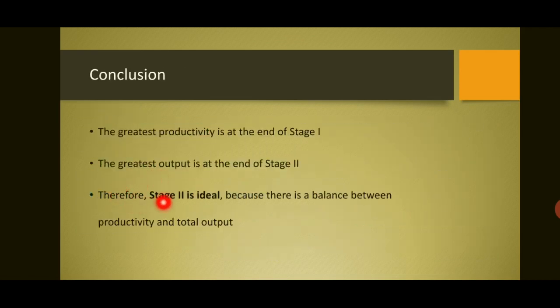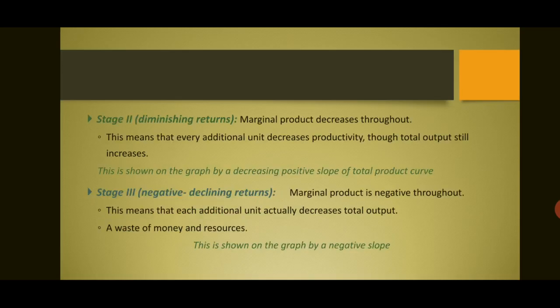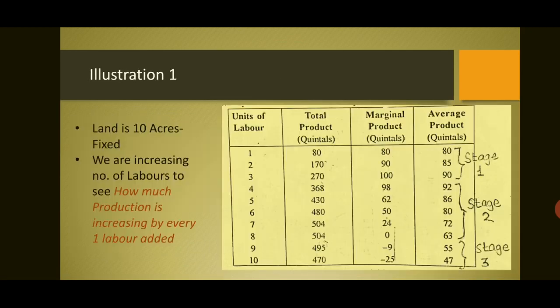Therefore, stage 2 is ideal because there is a balance between productivity and total output. Here we will get the maximum total product at the point of 7 labor. After 7 labor, if we increase labor by 1, there is no change in output. So this level is ideal, where we will get the maximum output from all the labors.